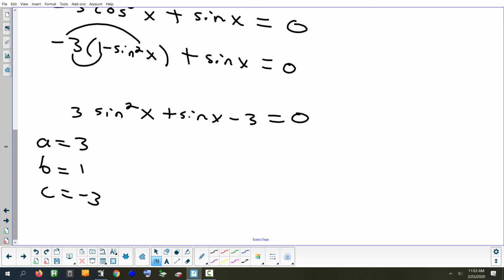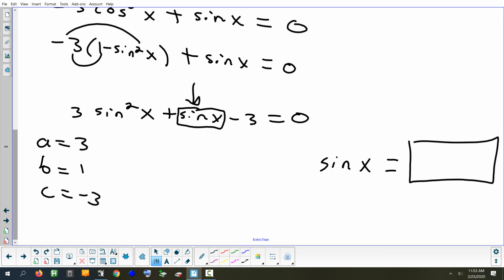-3. Now, very important to remember, you're going to do quadratic formula just like you always do it, but you're not solving for x. What are you solving for? Sine of x. You're solving for sine of x. So when we're done with the quadratic formula, we're going to write this. Sine x equals, and we're going to have something in that box. What goes in that box is the result from the quadratic formula.